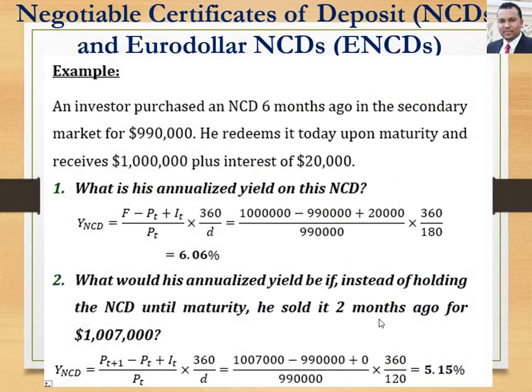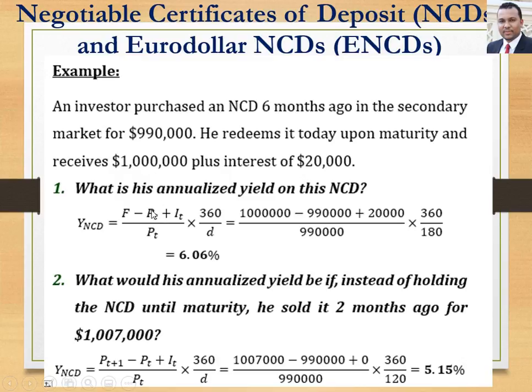We can talk about an example. An investor purchased an NCD 6 months ago in the secondary market for $990,000. He redeems it today upon maturity and receives $1 million plus interest equal to $20,000. Two cases for his annualized yield on this NCD. In the first, our assumption is the yield until maturity, so we will use F as the face value. How much? 1 million.